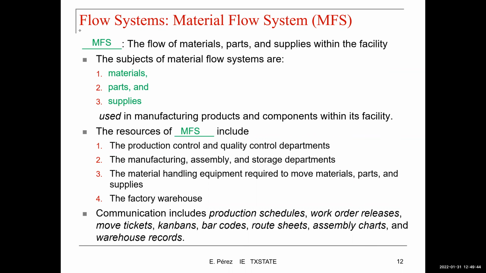Work order releases, move tickets, Kanbans. So if you don't know what the Kanbans is, this is connected to the just-in-time production method. And we're gonna also discuss that in class, but there's some cars happening, moving around the facility. And when you have a low inventory, you change the color of the car and then indicates that you have to bring more parts into that station. So we're gonna discuss that in class, but for now, it's just a part of a manufacturing process. Barcodes, route sheets, assembly charts, and warehouse records.